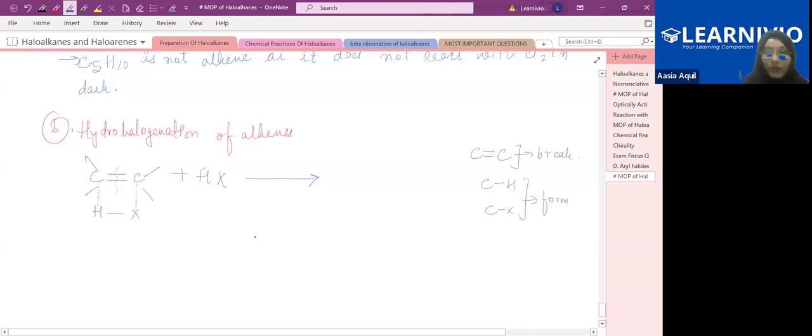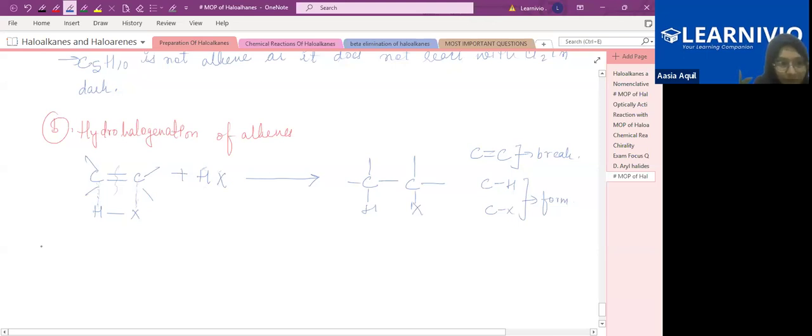This is what you have to do. So this carbon-carbon, and here the hydrogen, and here you will attach the halogen X. So this will be formed.